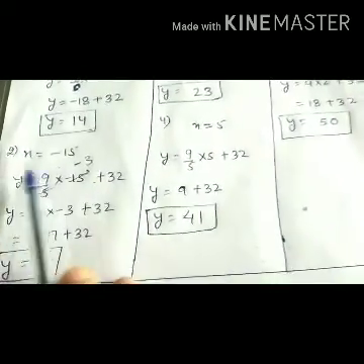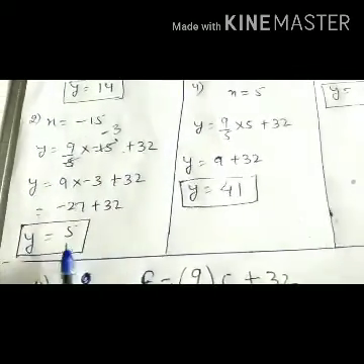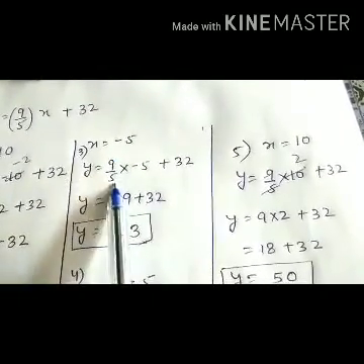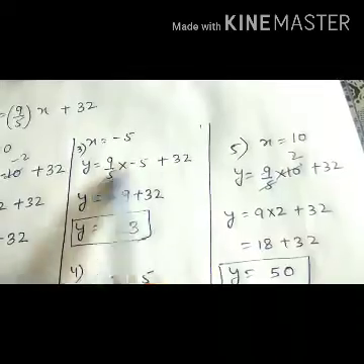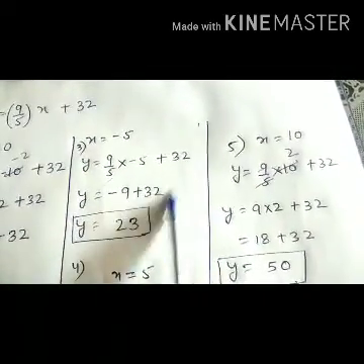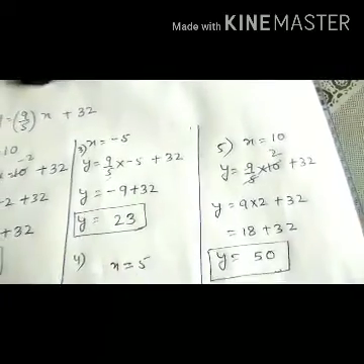The second value, x = -15. 5 threes are 15, 9 threes are minus 27, plus 32, we are getting 5 here. Third value, we are putting x = -5. y = 9/5 multiplied by -5. 5 is cancelled by 5, minus 1 we have. So 9 times minus 1 is minus 9, plus 32, and the value of y we are getting is 23.